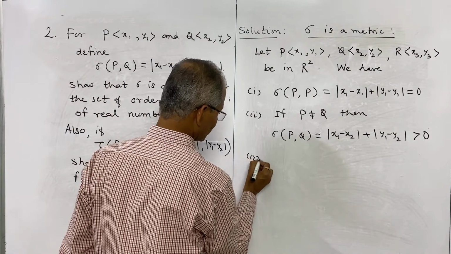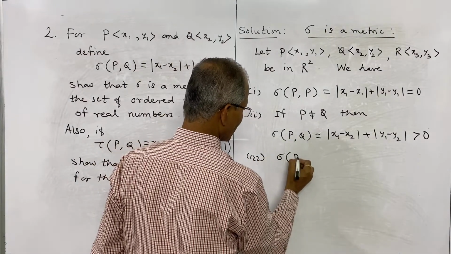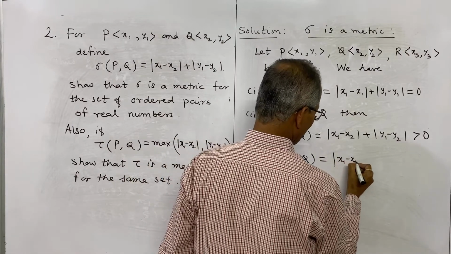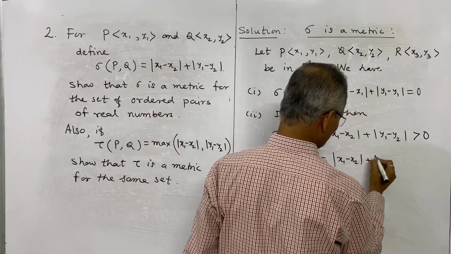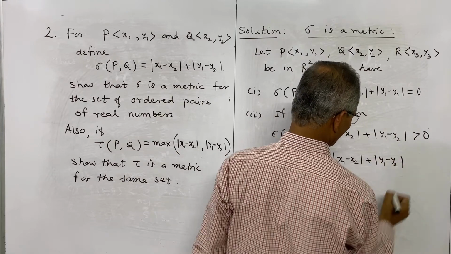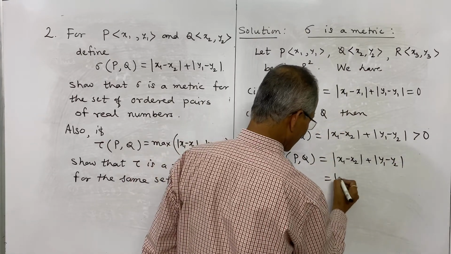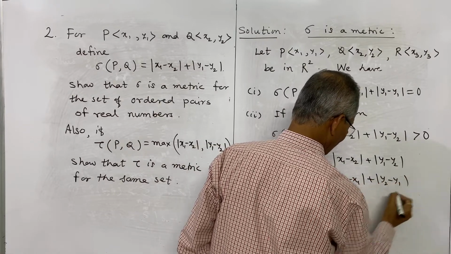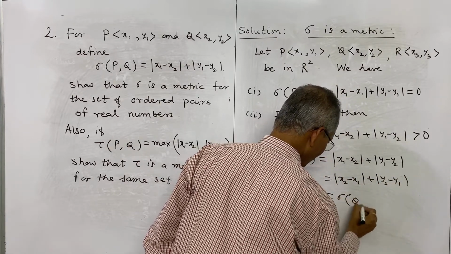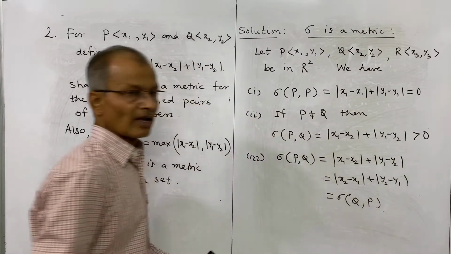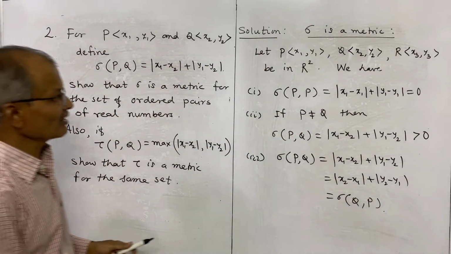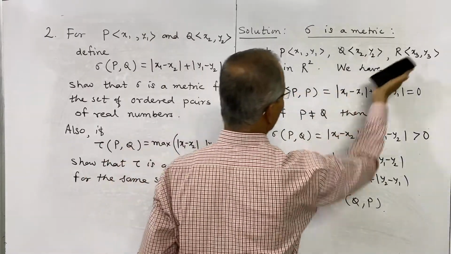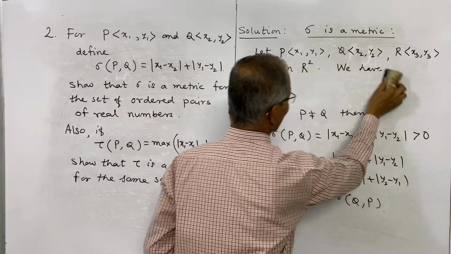Third, sigma of P and Q is absolute difference of x1 and x2 plus absolute difference between y1 and y2. But this can be written like this, and which is same as sigma of Q and P, the symmetric property. And the only one that remains is the triangle inequality, and for the triangle inequality we have considered this P, Q and R. Now the triangle inequality.